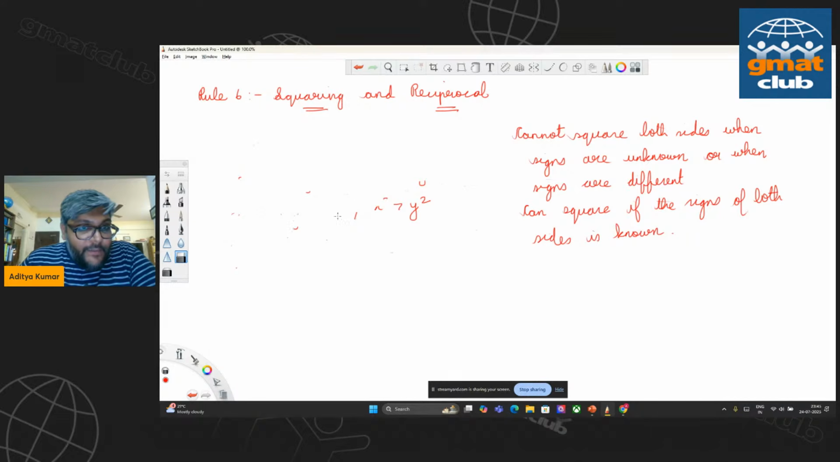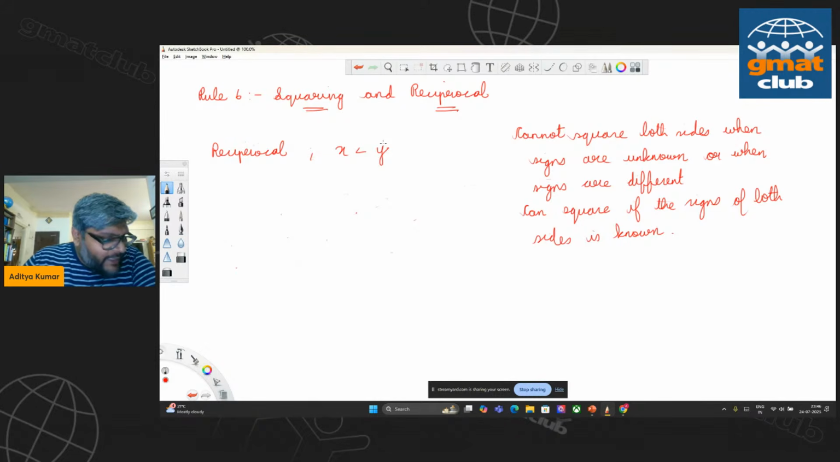Again, let's take the same equation. X is less than y. So taking the reciprocal. X is less than y. If there is an equal to sign also, the same thing remains. There's no change. If it's x is less than or equal to y, and I know both sides are positive, then I will say x square is less than or equal to y square. If both sides are negative, x less than or equal to y, I will say x square is greater than or equal to y square.